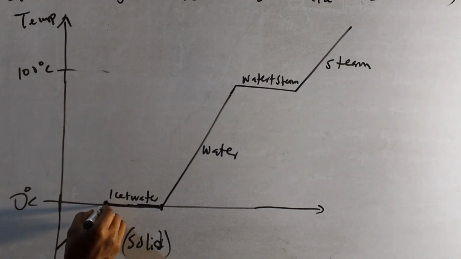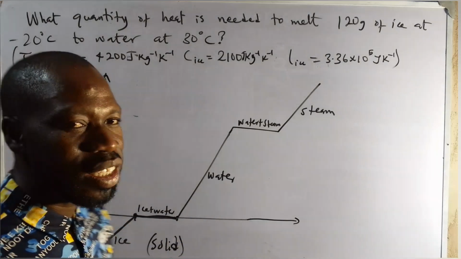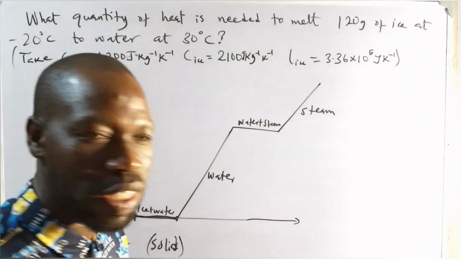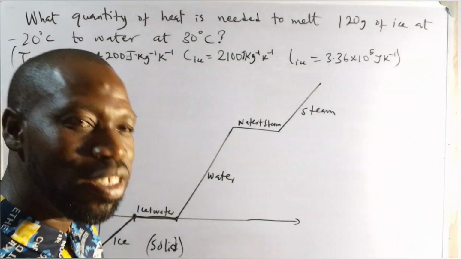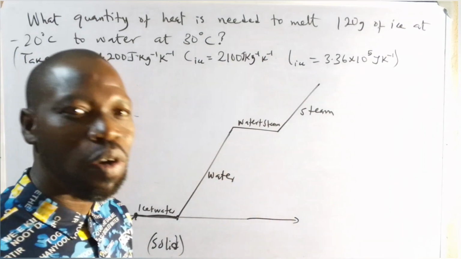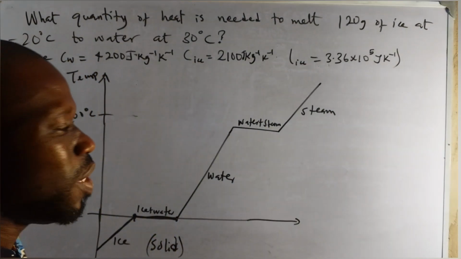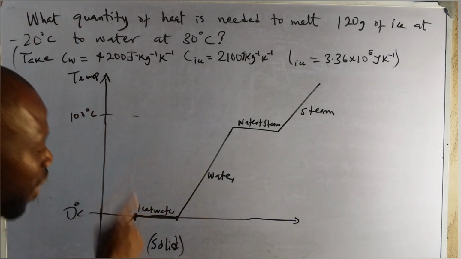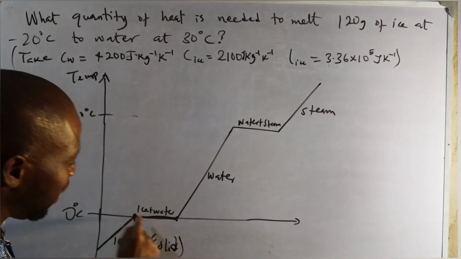When it gets to 0, heat is added, but the heat that is added is not increasing the temperature of the water, it's rather breaking intermolecular forces. And that is why it is called latent heat of fusion. Latent heat of fusion is the amount of heat required to change the state of an object from solid to liquid. Latent means hidden heat. So the heat is hidden because it's not raising the temperature. Rather, it's breaking intermolecular force to change the state of the ice to water.